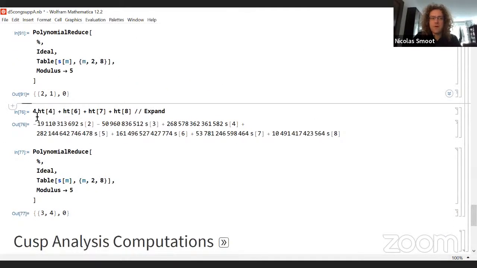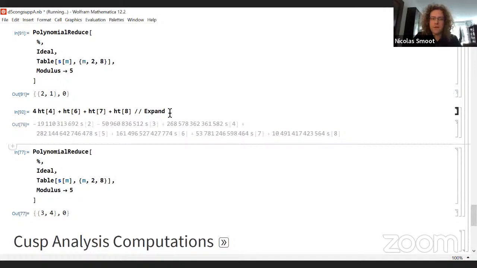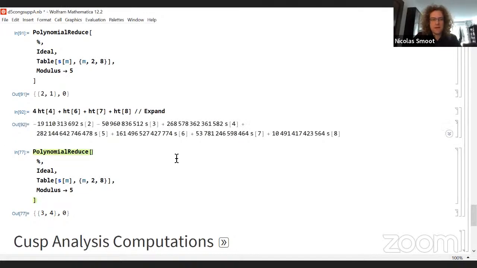And then similarly, 4S4 plus S6 plus S7 plus S8 is divisible by 5. So what happens if I replace it with T? Again, this takes just a moment. And then I again reduce it through the ideal, the remainder comes out 0. And that's it.